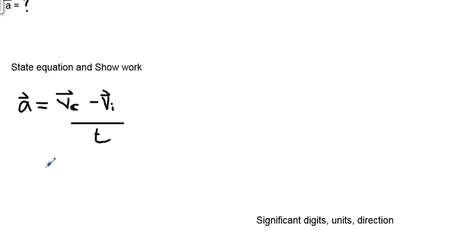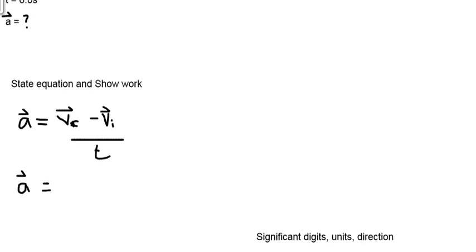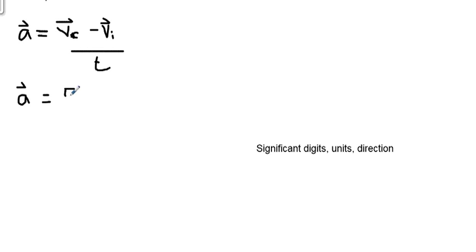So next I would input my numbers. So acceleration, which is what we're looking for, is equal to our final velocity, which is 5.2 meters, and positive because west we picked as being our positive direction. It's meters per second. Our initial velocity is 0, so it'll be minus 0, and then divided by our time, which is 6.0 seconds. When I type this into my calculator, I need to make sure I do the numerator operation first, which is 5.2 minus 0, and then I divide by 6.